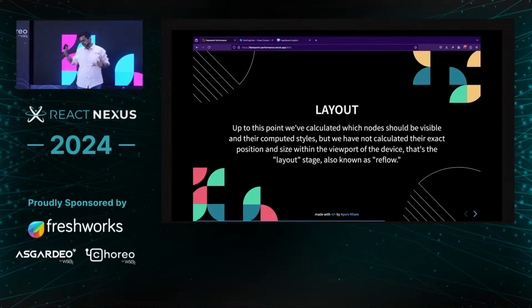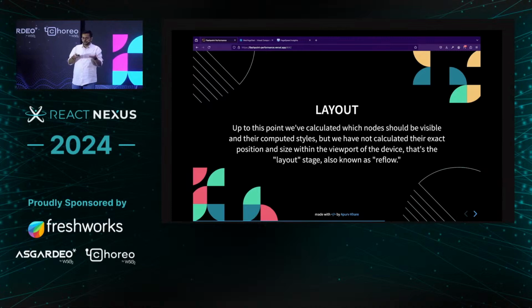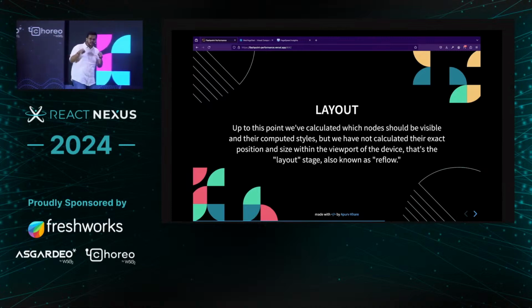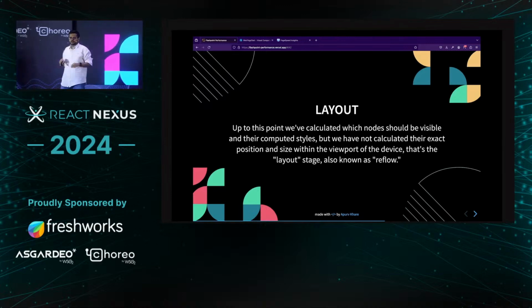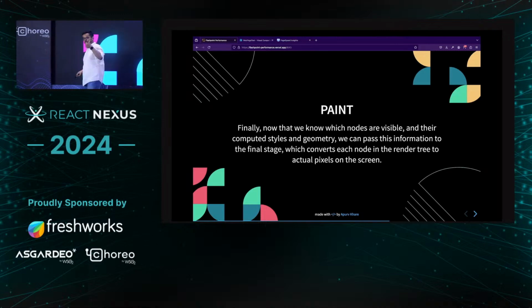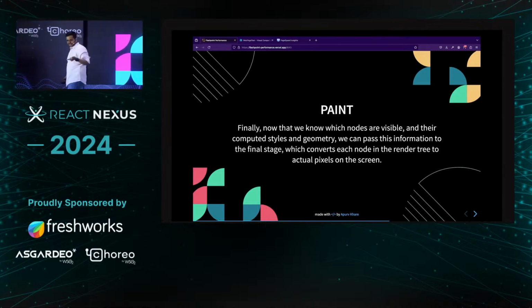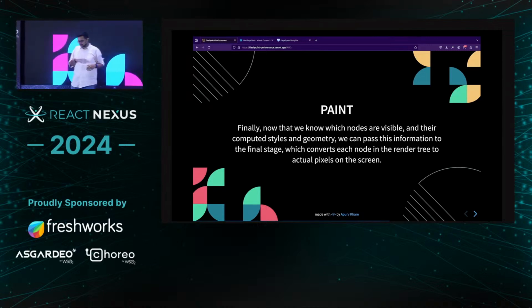The fourth phase is layout. Based on the screen size on which you are accessing your website, where exactly everything is to be rendered, the X and Y axis, that is the layout phase, the calculation of that. And then the last phase: once you know what the DOM content is, what the computed styles are, and where exactly to put everything, the browser paints. Again, this is a complex process, but we are not going in depth on that.